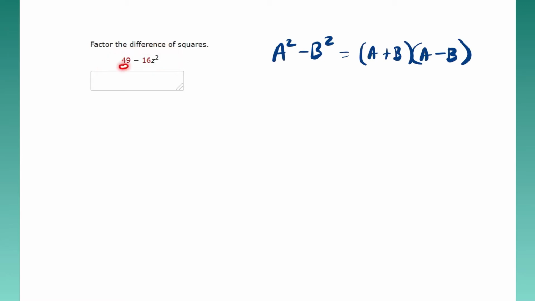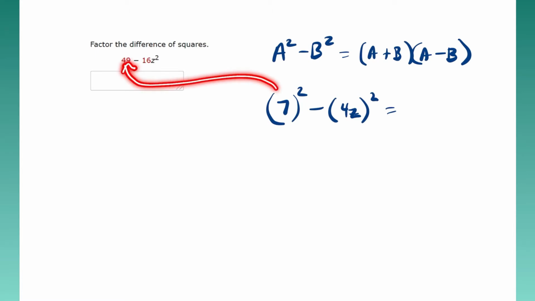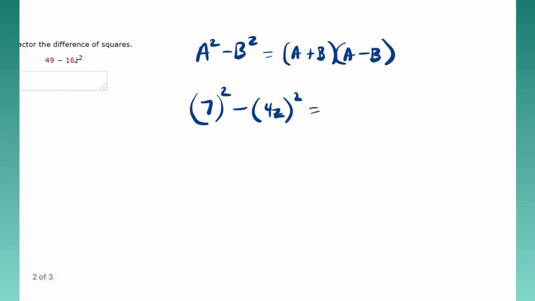So here you notice that this is a perfect square and this is a perfect square. So you can rewrite that as 7 to the second power, because that's 49, minus 4z to the second power, because that's 16z squared. So that is that, and that is that. So now you can apply the formula, a plus b, a minus b. This is your a, this is your b. So we got a plus b times a minus b. That is our final answer.